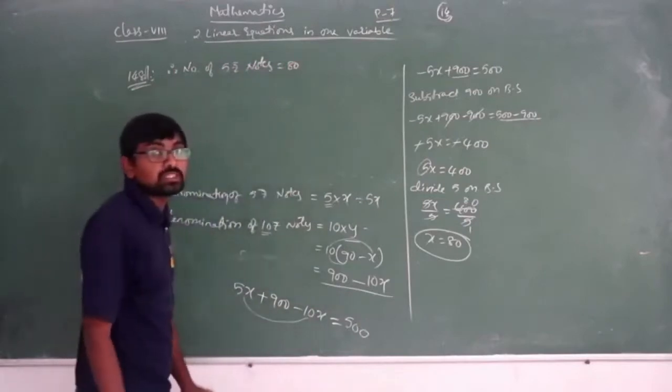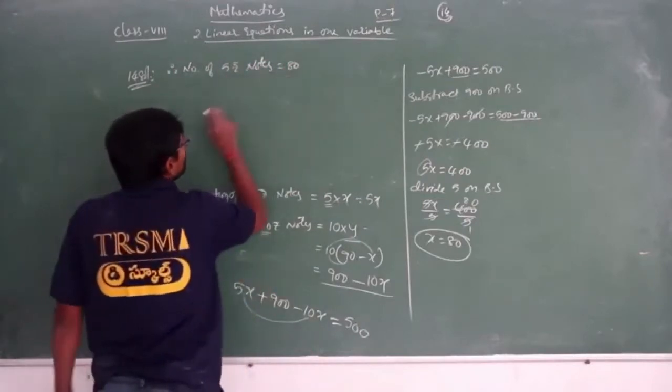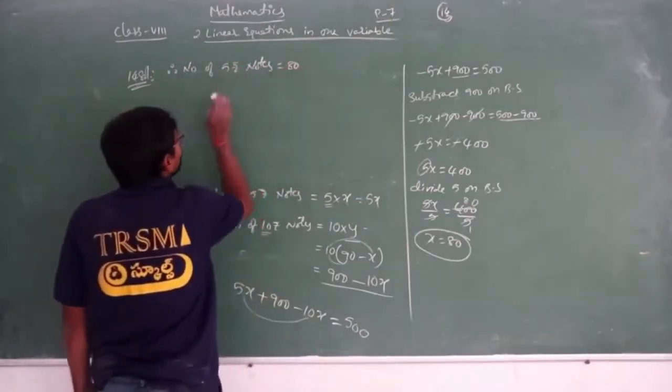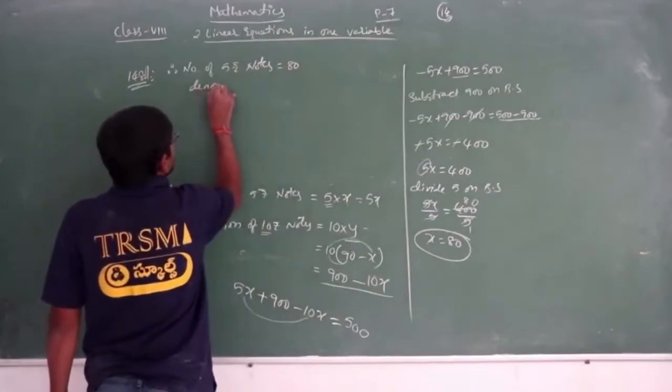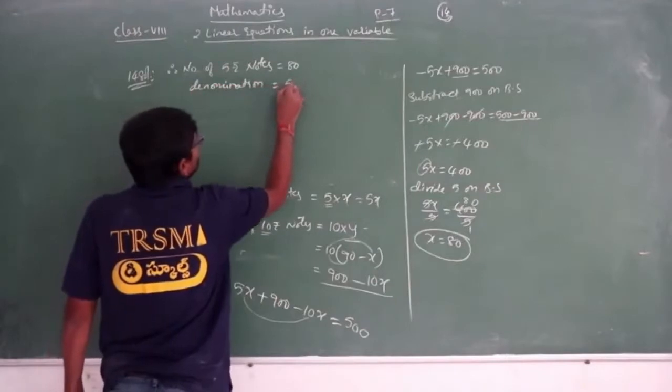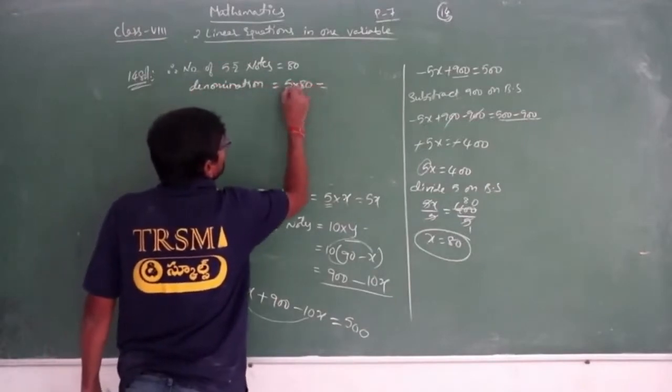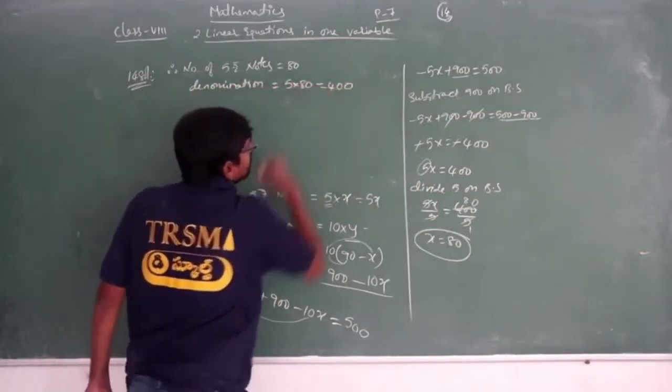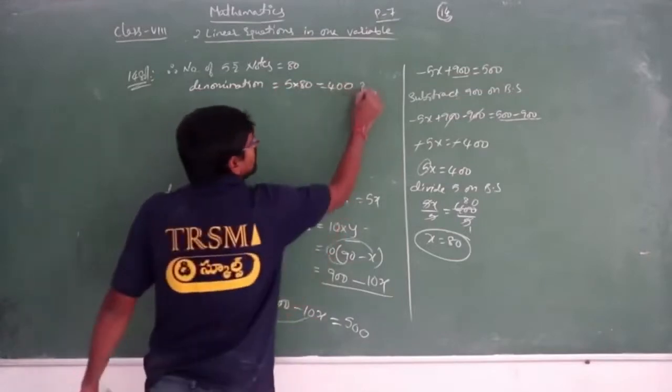Can you tell me the denomination? What is the value of those 5 rupees notes? 80 notes into 5. So denomination is equal to 5 into 80. 8 fives are 40, 400 rupees, isn't it?